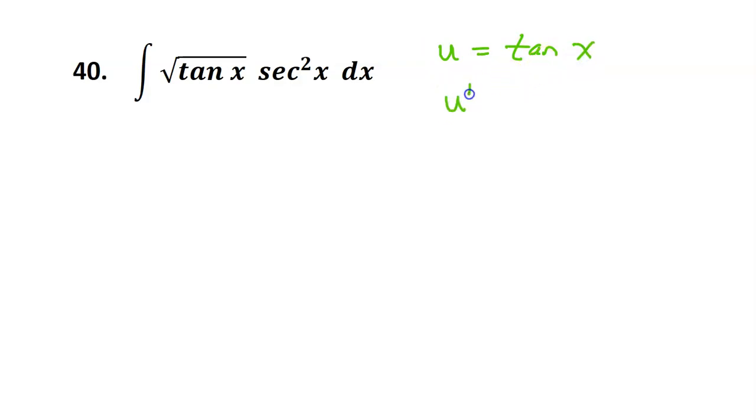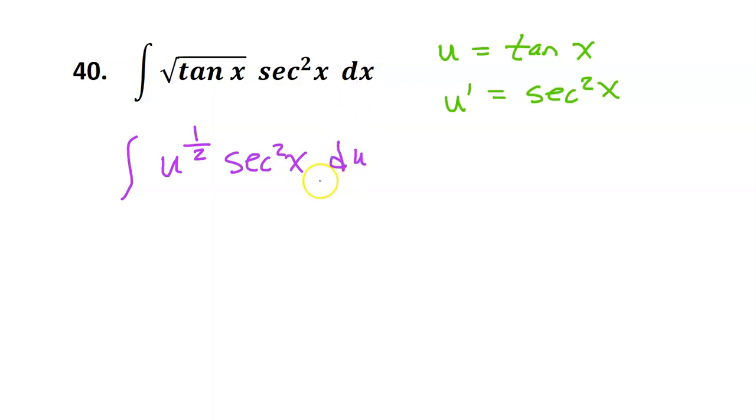Well, immediately we need u prime, and the derivative of tangent is secant squared. This is very promising because we see secant squared elsewhere in the problem. So let's go ahead and do this substitution. So now we have the integral of the square root of u. And in fact, I will go ahead and put u to the 1/2 power. We still have secant squared x, but instead of dx, we will write du over u prime, which is secant squared x.